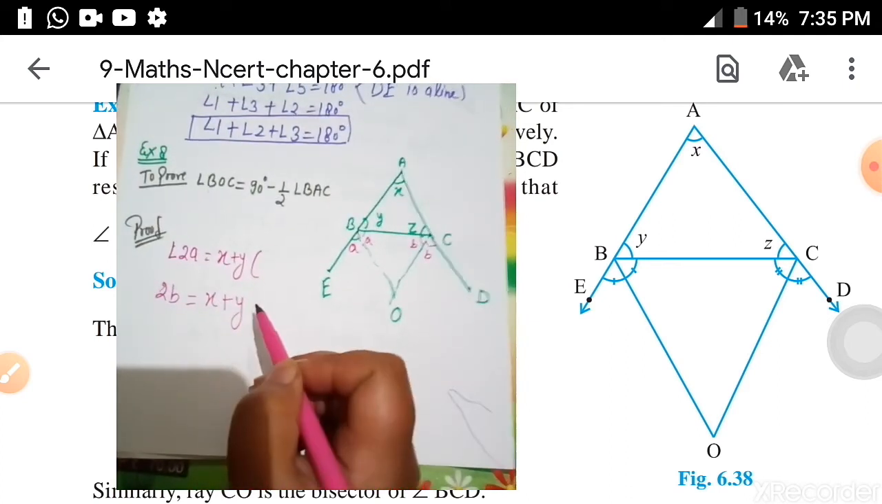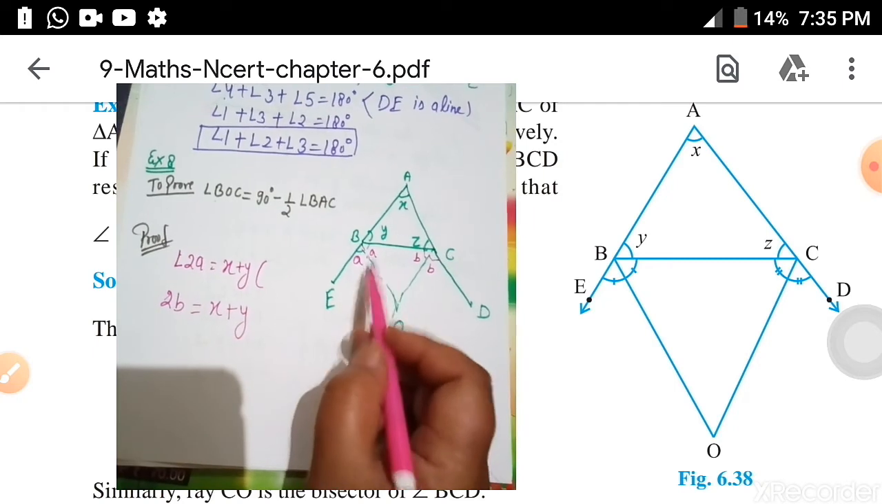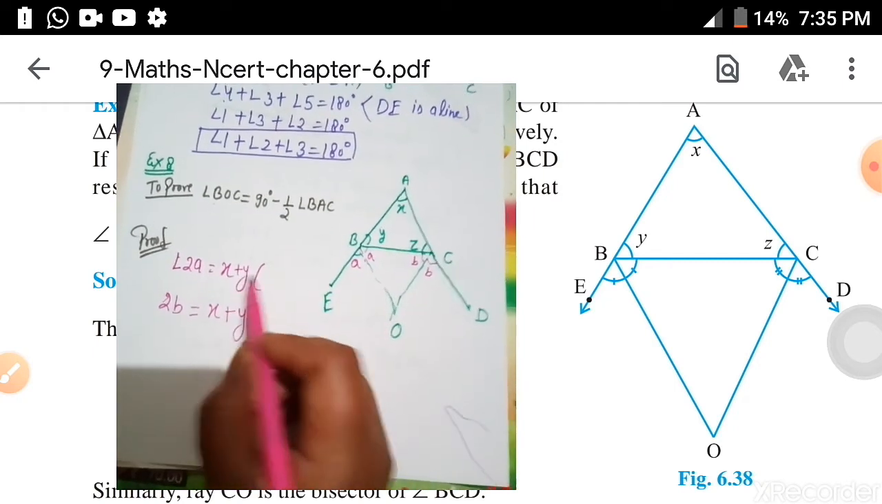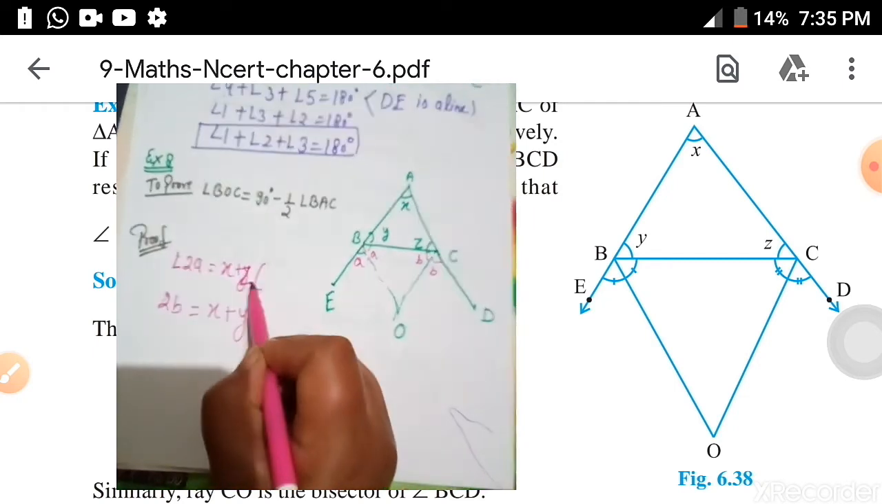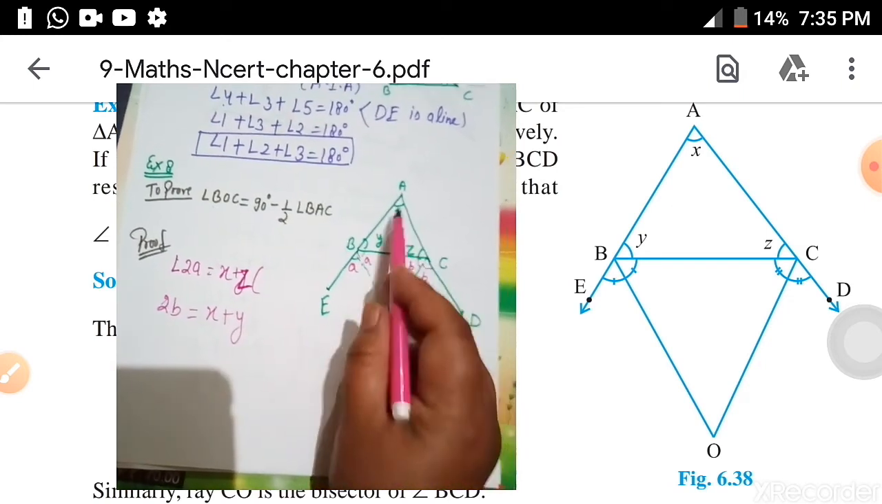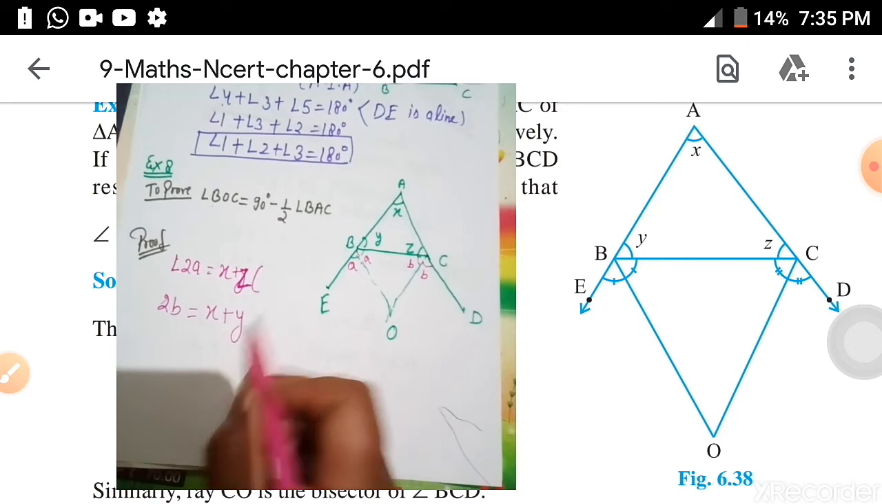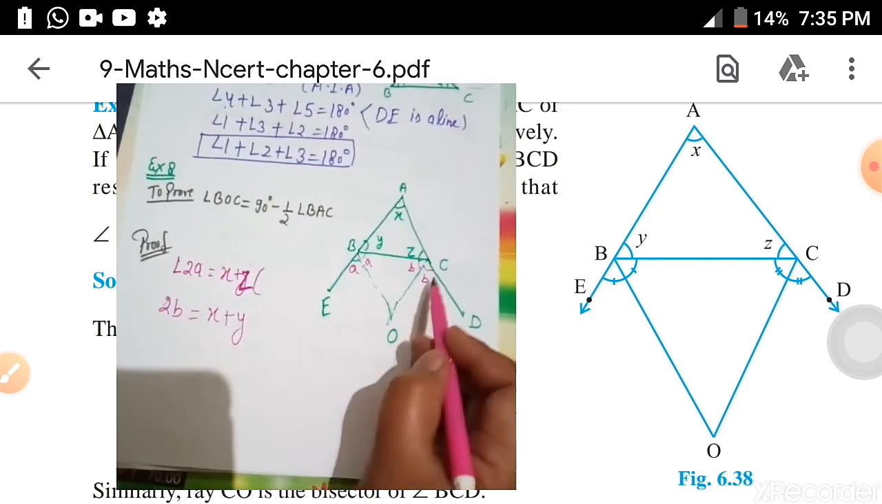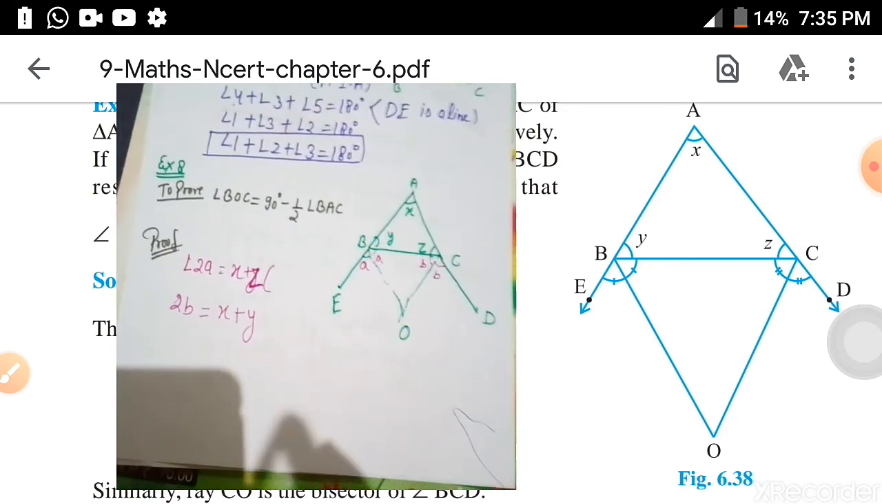Y. I had written 2A is equal to X plus Y, but it is actually X plus Z, because the exterior angle is equal to the sum of the opposite interior angles. So it is X plus Z, and 2B is equal to X plus Y. Now see what we will solve.